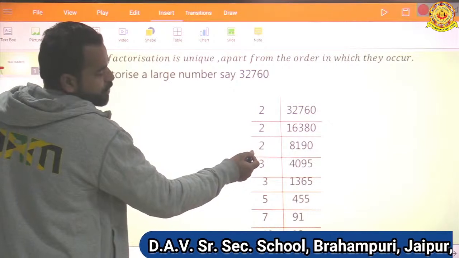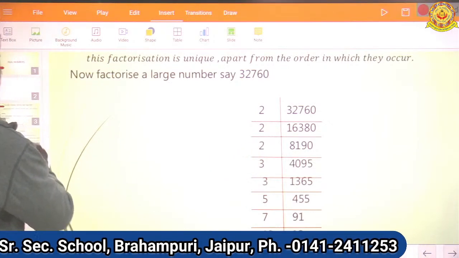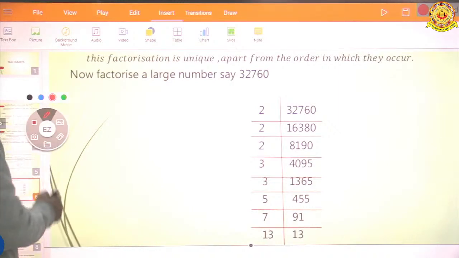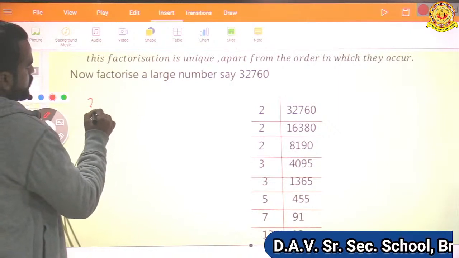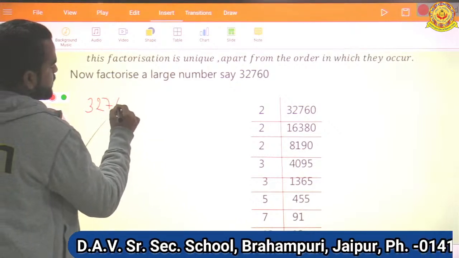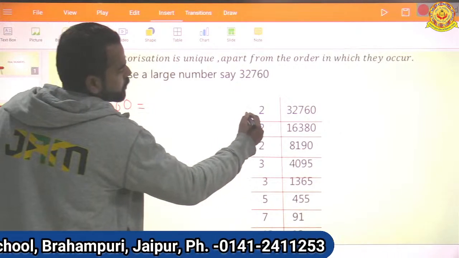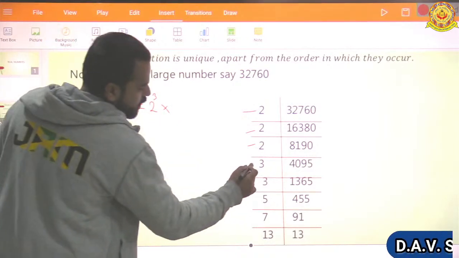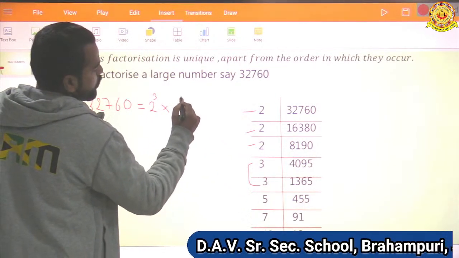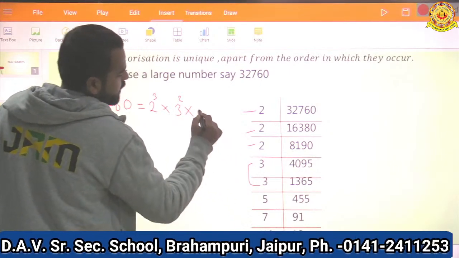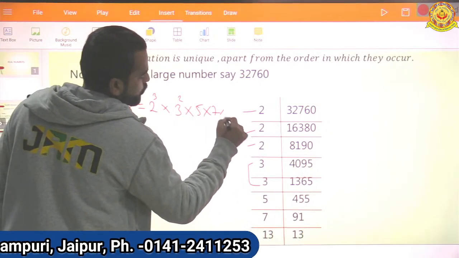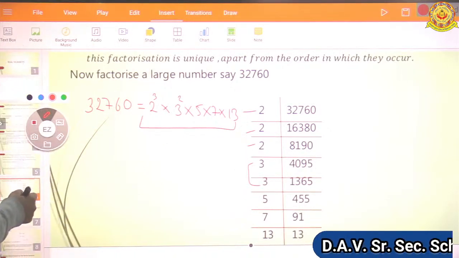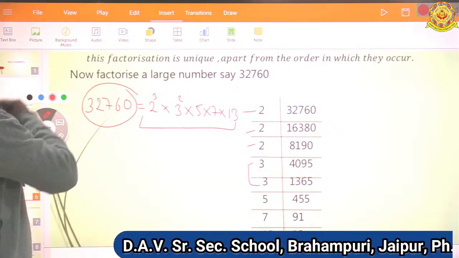2 by 2 by 2, that is 2 raised to the power 3. So we will write this in this form. Look at this: 32760 can be written as 2 raised to the power 3, then 3 comes 2 times, so we write 3 square, then 5 comes 1 time, then 7 comes 1 time, and then 13. So these are the prime factors of 32,760.